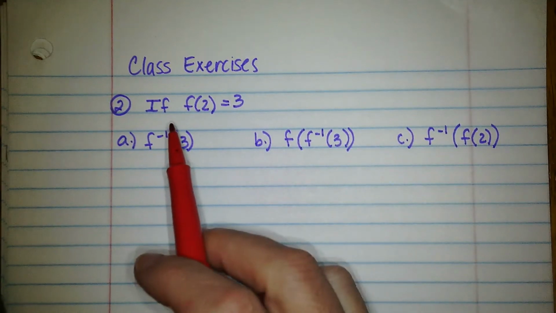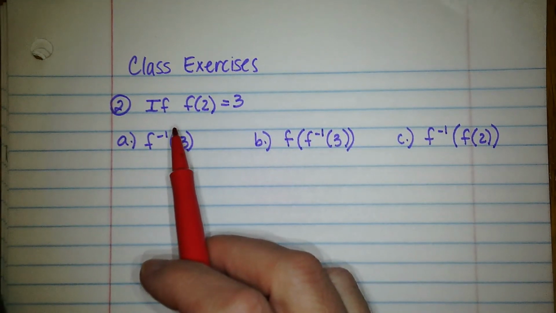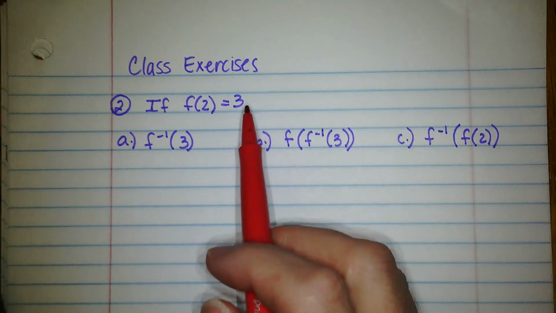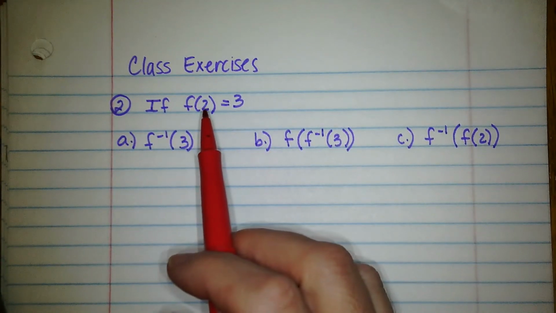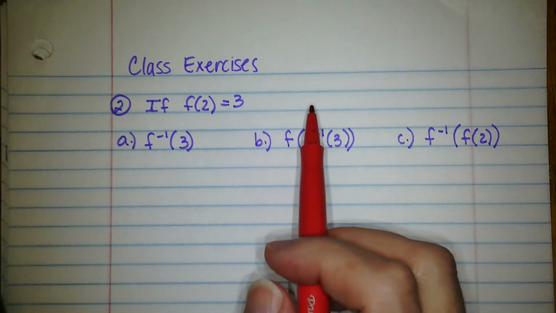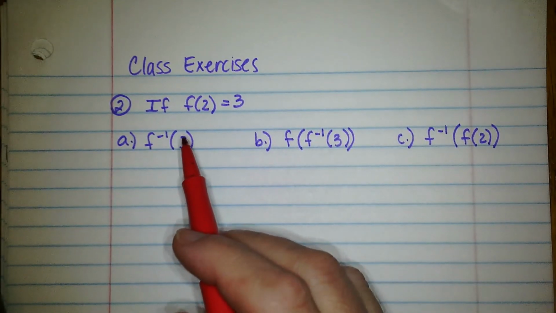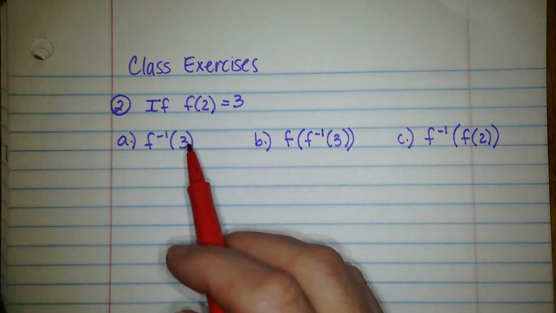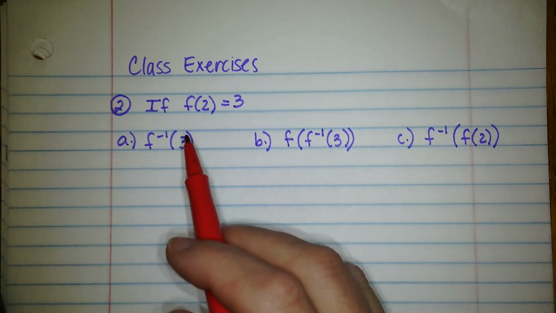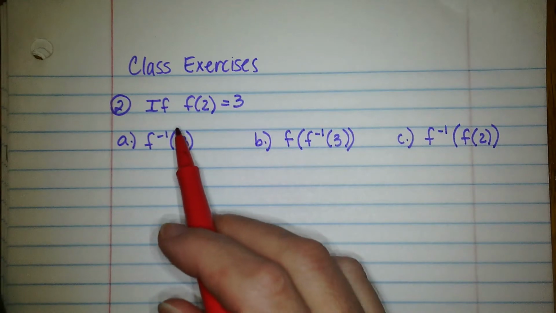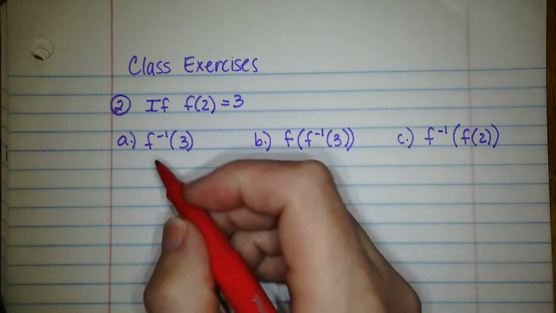The first one says, suppose a function f has an inverse. I didn't feel like writing all that. And it says, if f of 2 equals 3, find each of the following. So this is asking for the inverse of 3. The inverse of 3 means that 3 is the y, and we want to know what the x is. So the x value that corresponds to the y value of 3 is 2.